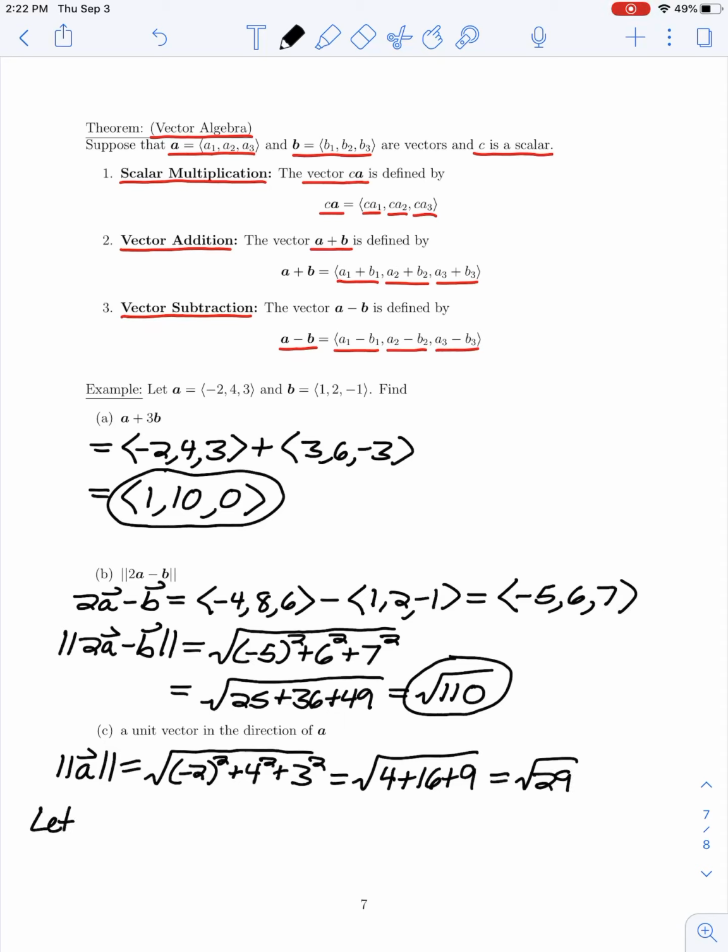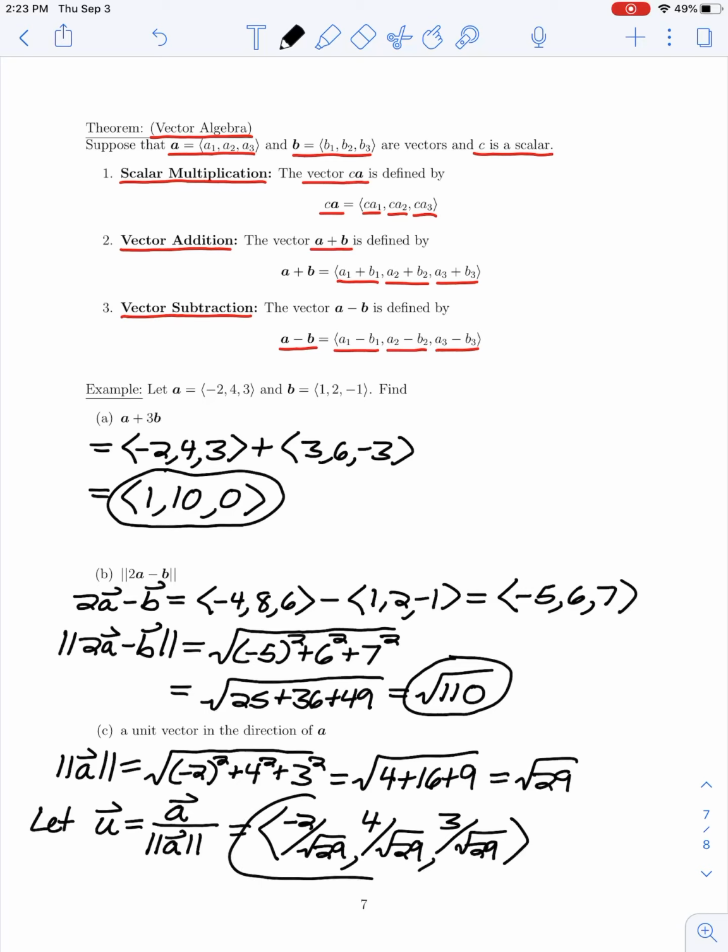So now to find a unit vector, let's call it U, in the direction of A, we would take the vector A and divide each component by the magnitude of A. So here our first component of A was -2, which is then being divided by the square root of 29. Our second component would be 4, and then we're dividing by the square root of 29. And our third component of A was 3, we're then dividing by the square root of 29. So this vector would be a unit vector, or a vector of length 1, which has the same direction as the vector A.